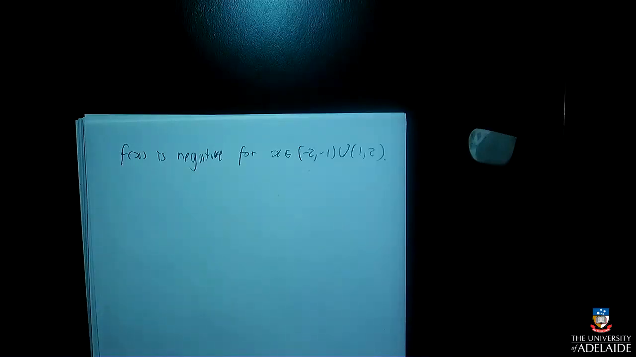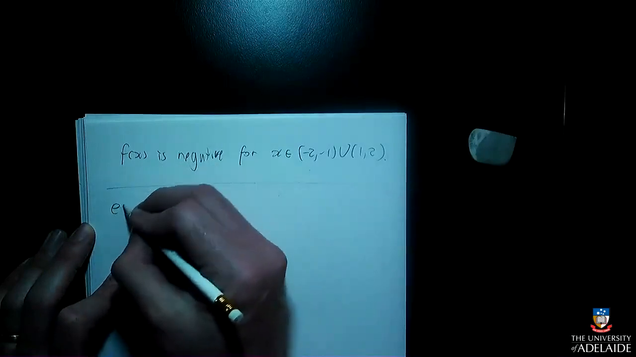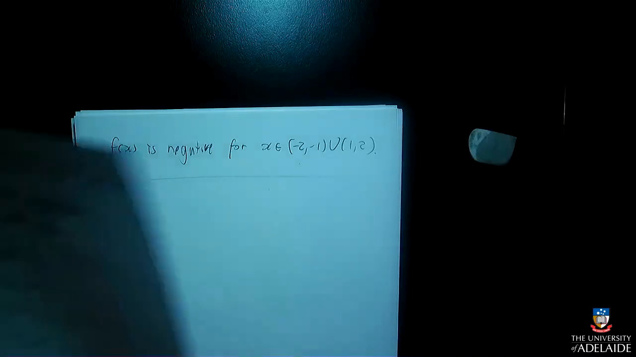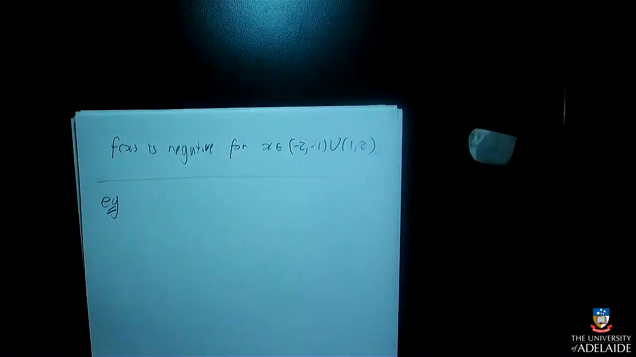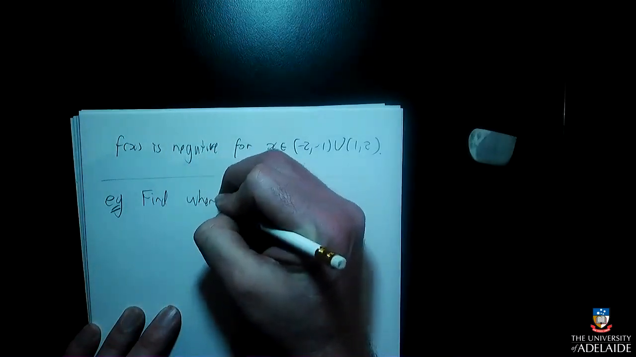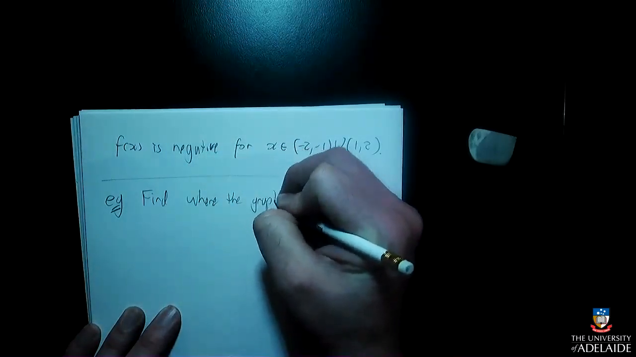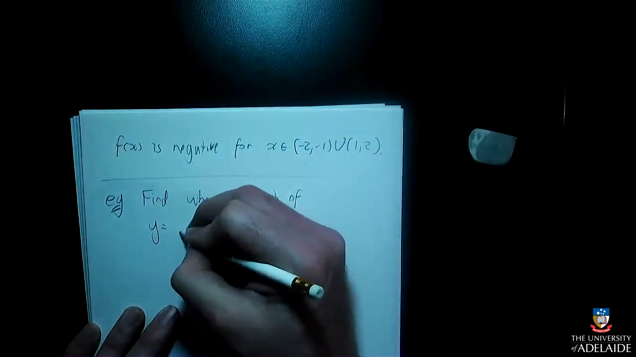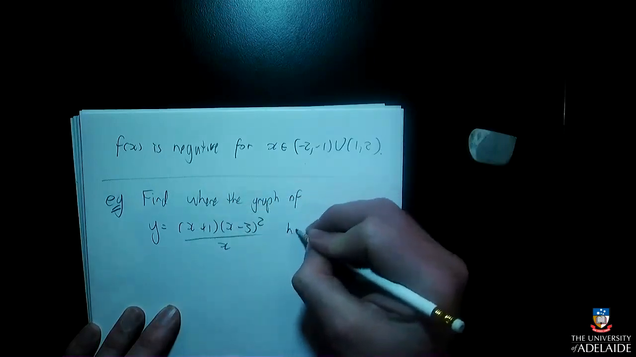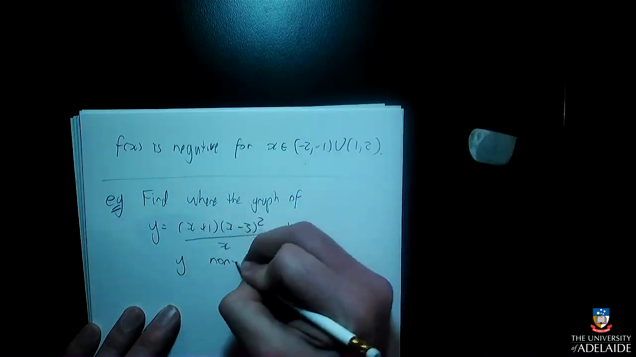I would actually like to do a second example that has a function that has a discontinuity, a place where it's undefined. I did find the X-intercepts, didn't I? Oh, yep, there it is. Good. I've done everything that was asked of me. So let's see. Find where the graph of y equals x plus 1, x minus 3 squared over x has y non-negative.